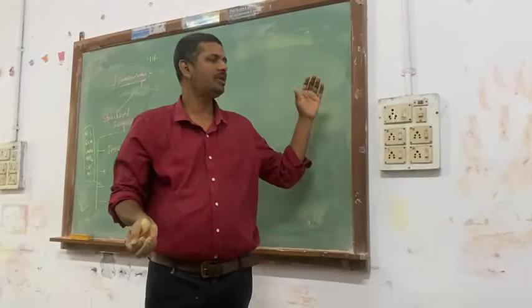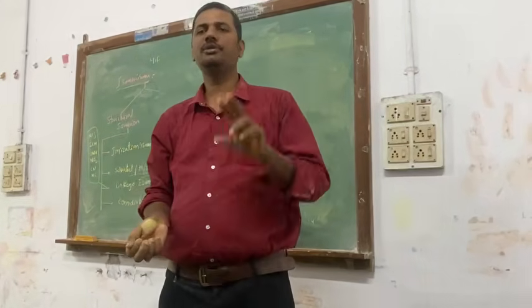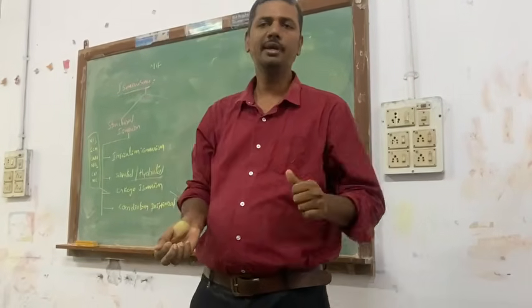Okay, tomorrow in class we will discuss stereoisomers in detail. Stereoisomers have two types: one is geometrical isomers, another is optical isomers.